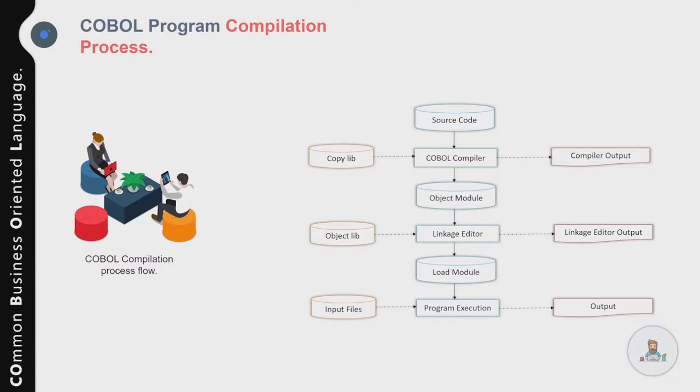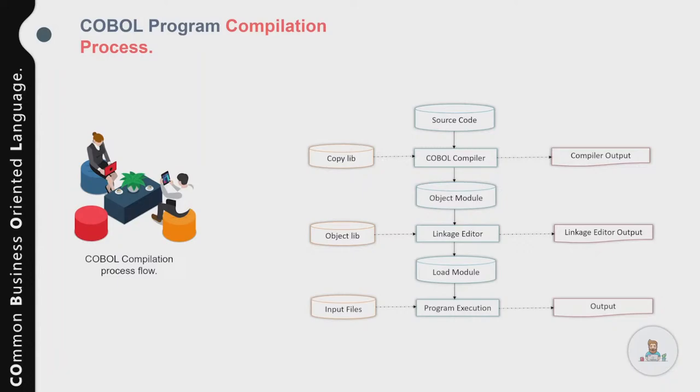Now coming back to our compilation process. The entire compilation process is divided into two different phases. The first phase is compile, and in this phase, the compiler reads the source code. That means it will go through the program, validate the syntax that you have used in your COBOL program, and in case you have used any copybook, it will expand those copybooks in your COBOL program. And finally, if there is no syntax error or compilation issue, then the compiler will generate the object code.